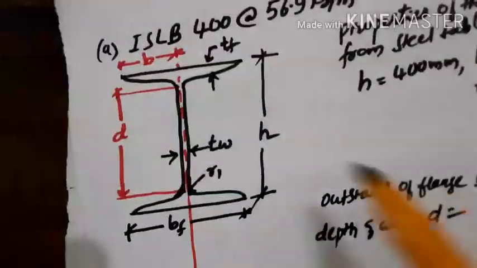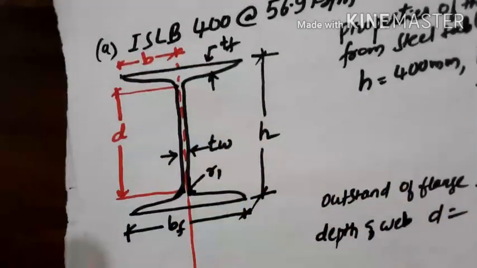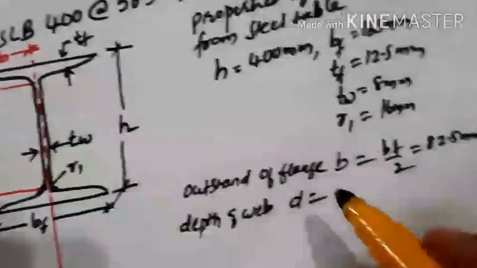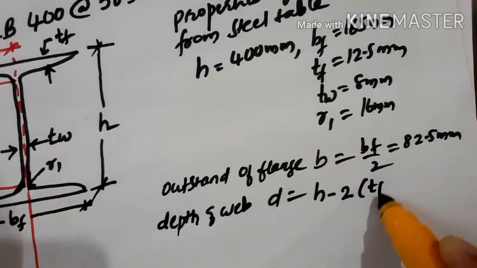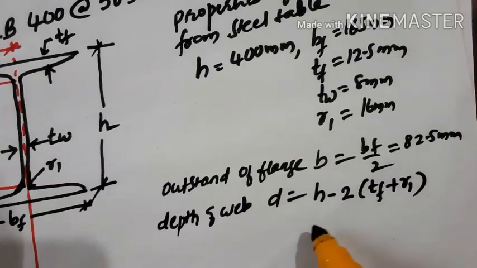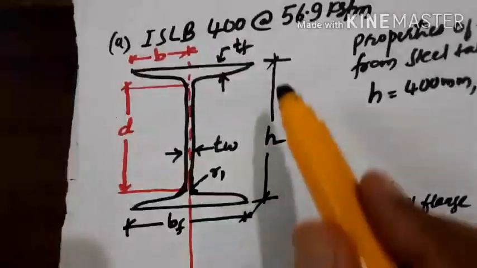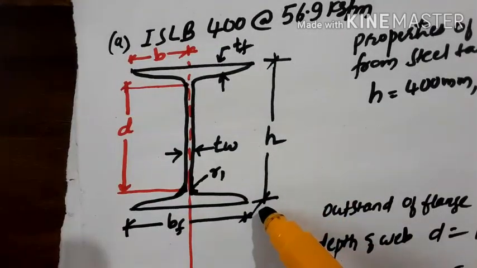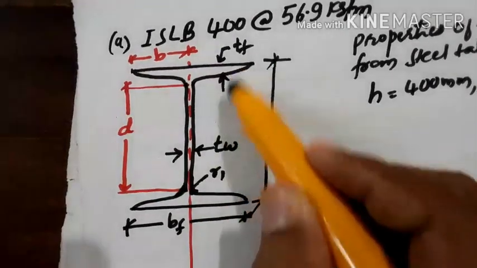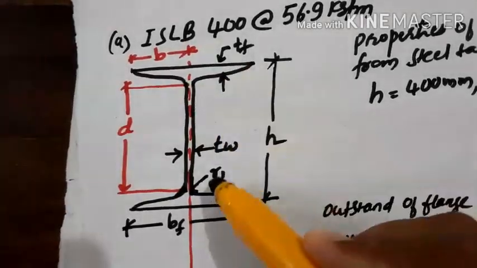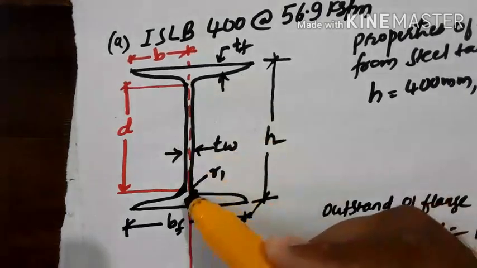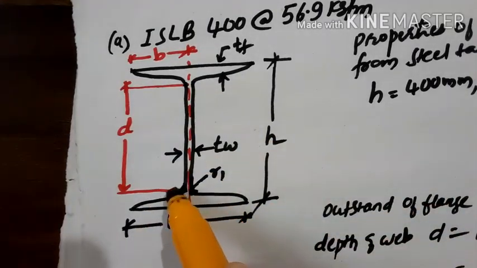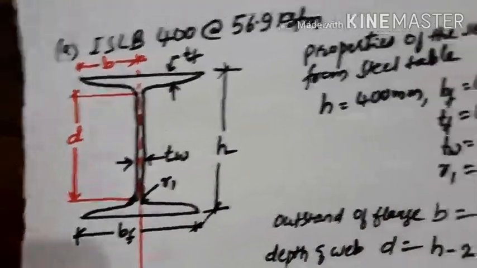Similarly, depth of web, D, this one from here to here, depth of web, that will be H minus 2 times of thickness of flange plus R1. So look at this. This is H minus 2 times of thickness of flange minus 2 times of R1. Here root radius you have to take. You have to take the effective depth of the web.